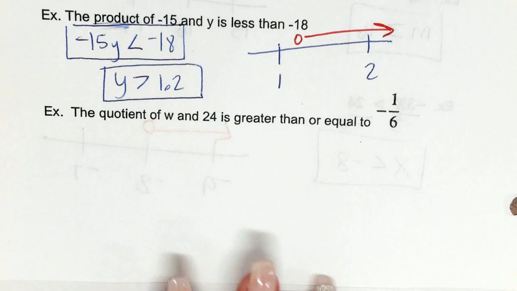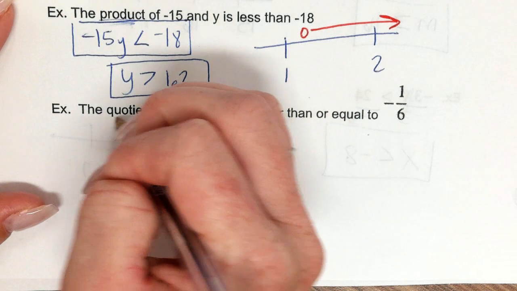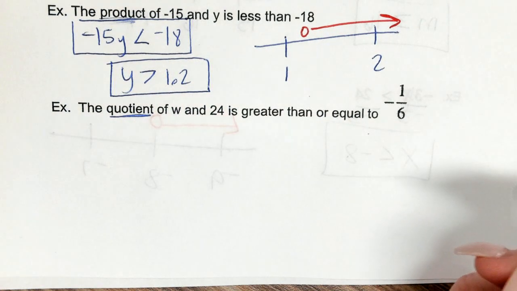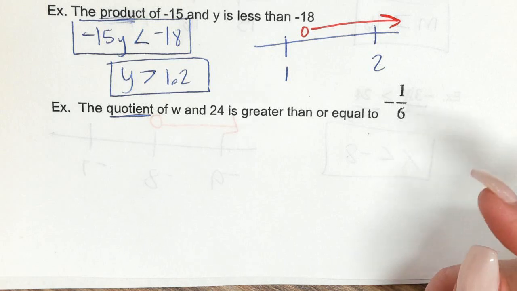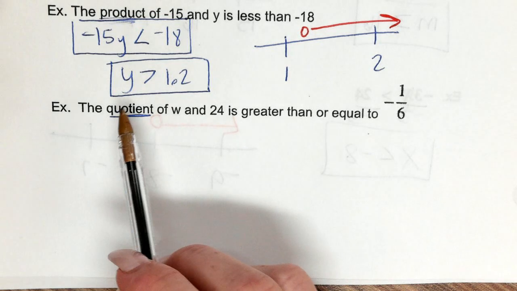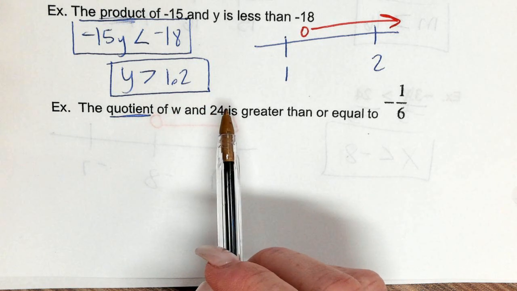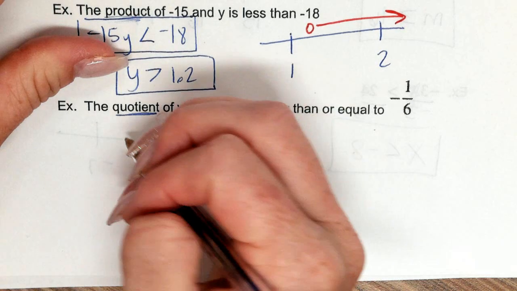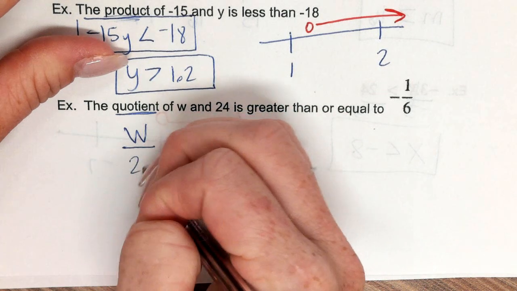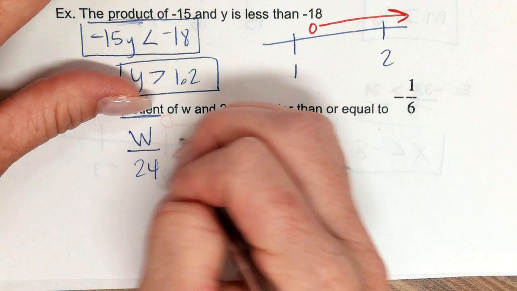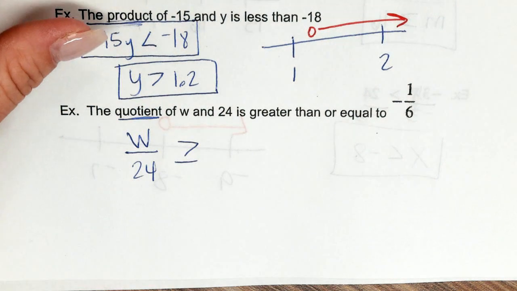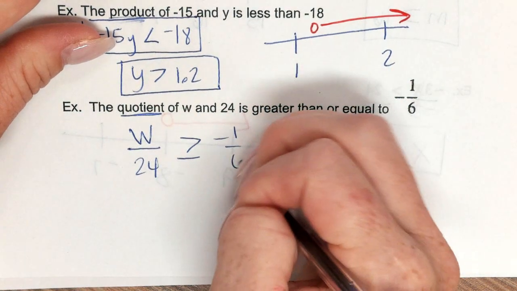Okay, on the next one, the quotient. What is a quotient? Division problem, the answer of a division problem. So I'm dividing W and 24 and go left to right, so it's going to be W over 24 is greater than or equal to negative 1/6. That's my first answer.